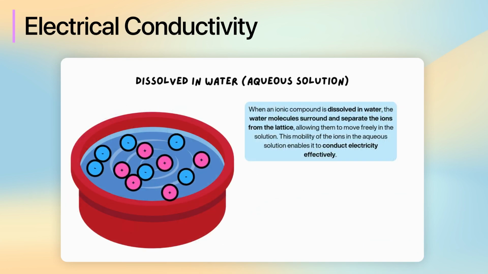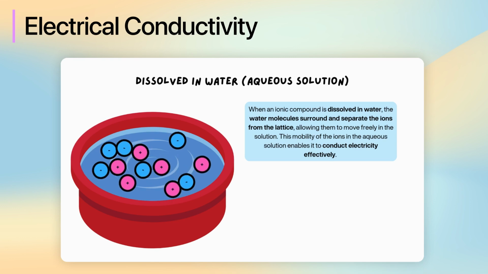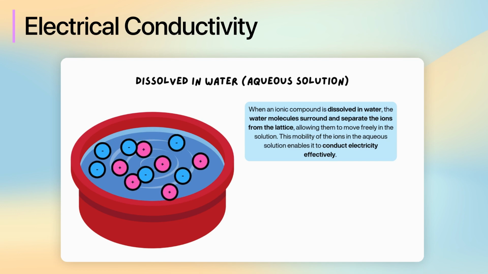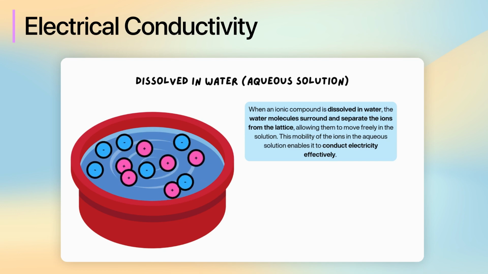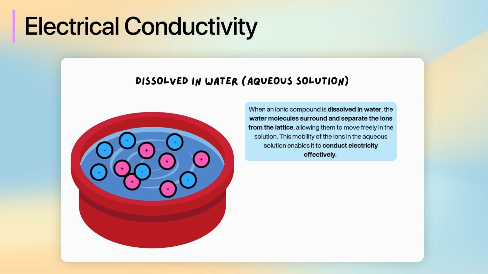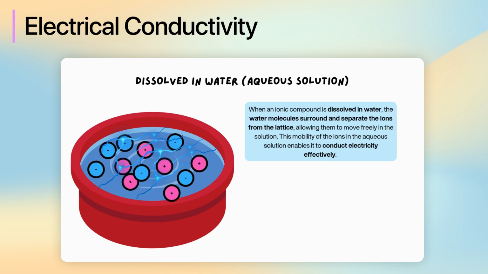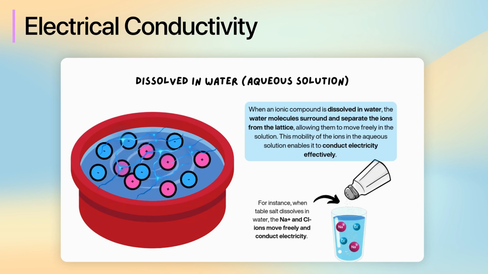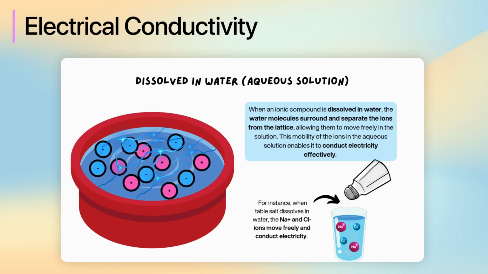Similarly, when an ionic compound is dissolved in water, the water molecules surround and separate the ions from the lattice, allowing them to move freely in the solution. This mobility of the ions in the aqueous solution enables it to conduct electricity effectively. For instance, when table salt dissolves in water, the Na+ and Cl- ions move freely and conduct electricity.